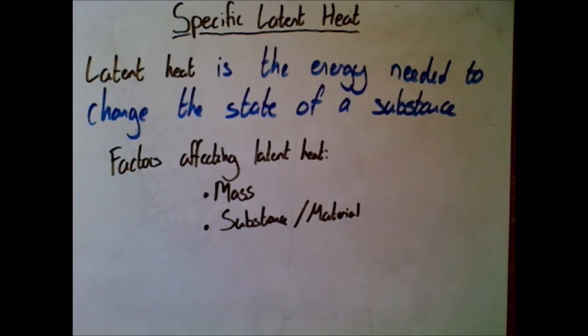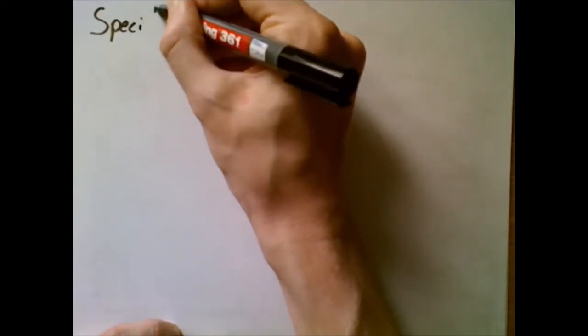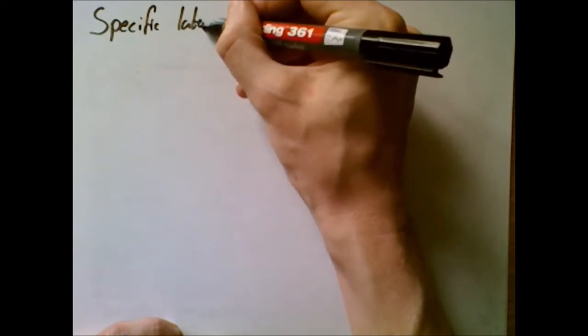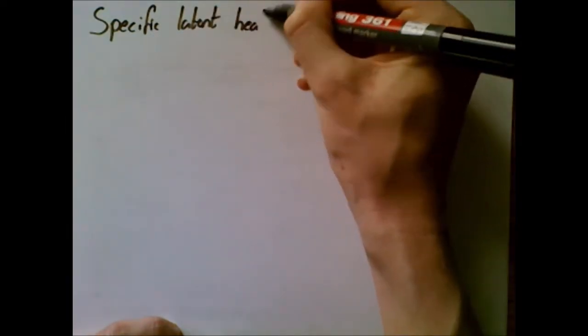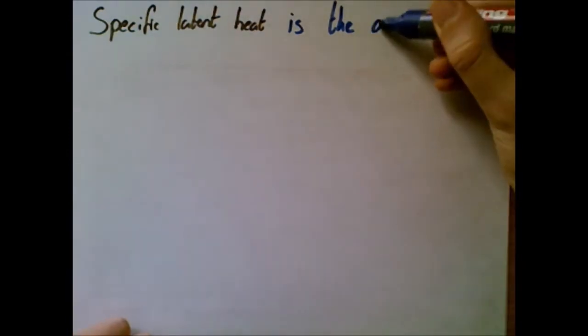Just like with specific heat capacity, we have a property of a material or a substance which determines this, and it's called the specific latent heat. So let's have a look at what that actually means. Let's go with our definition for specific latent heat. It's quite similar in a way to what we have for specific heat capacity. So specific latent heat is the amount of energy required, and I guess it's really this word specific.